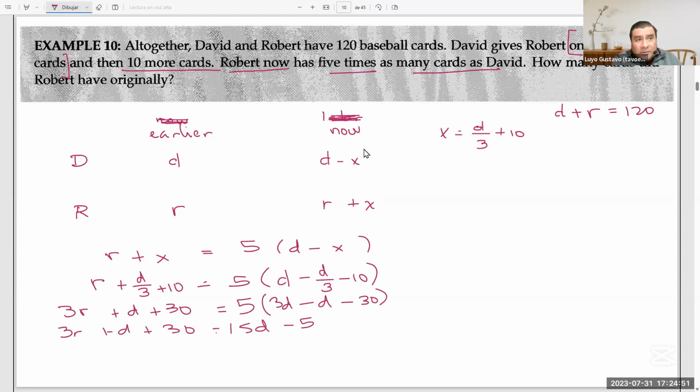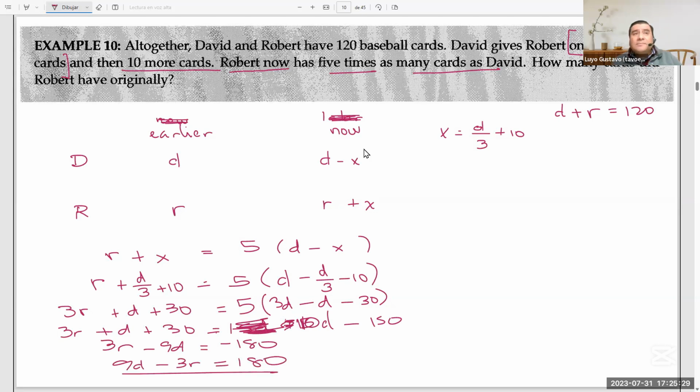Okay, here is 2D. So it's just 10D, right? Minus 150. Forget about this one. So that's it. Now you can solve this. You have 3R minus 9D, equal to minus 180, or the other way around. And then you can solve this with this.